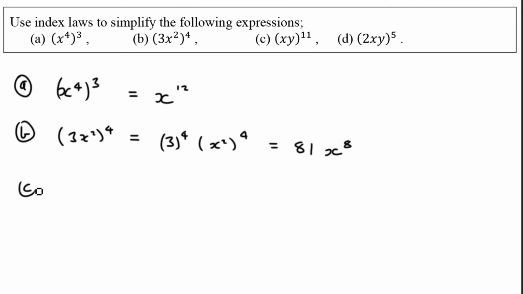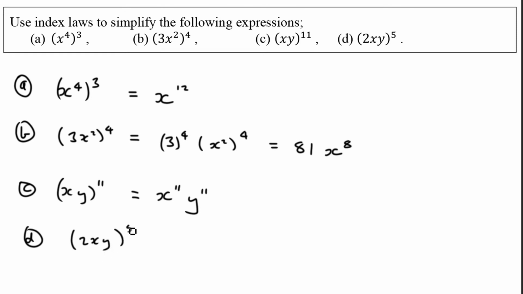In part C, we have to simplify (xy) to the power of 11, and what more can we say than that is the same thing as x to the 11 times y to the 11. And finally in part D, (2xy) to the power of 5.